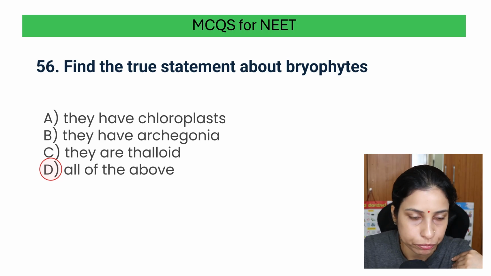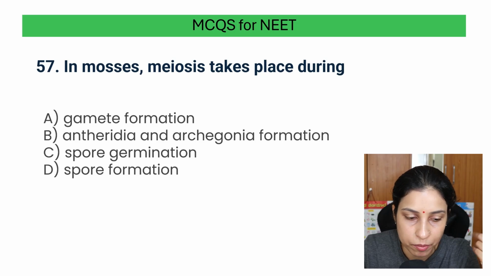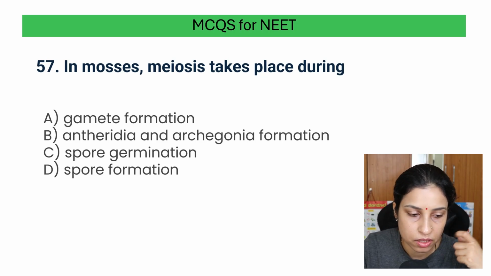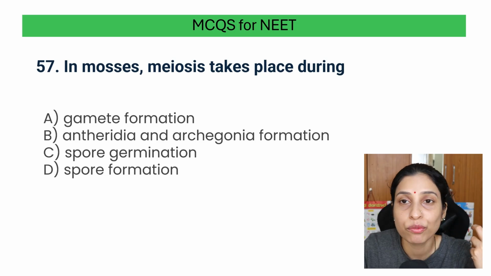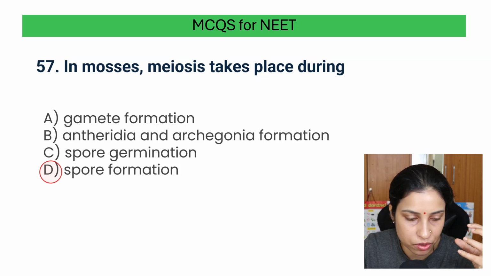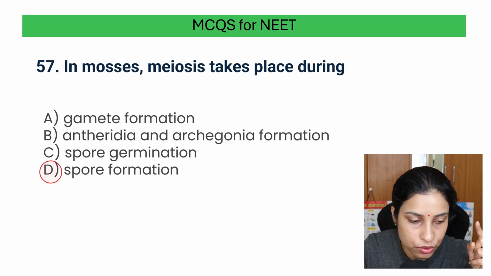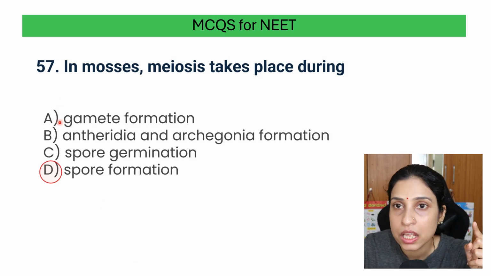Next, in mosses, meiosis takes place during gamete formation, antheridia and archegonia formation, spore germination or spore formation. In mosses, where does the meiosis take place? In the spore formation. Inside the capsule, the spores are formed after the meiosis. Okay, not in the gamete formation. Don't get confused with the gamete formation and the spore formation.